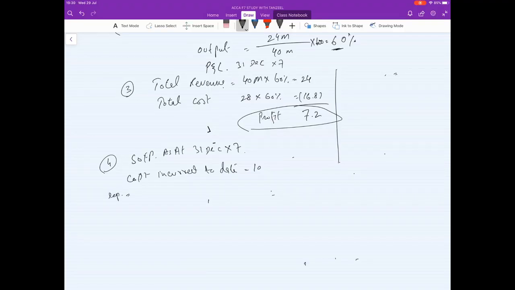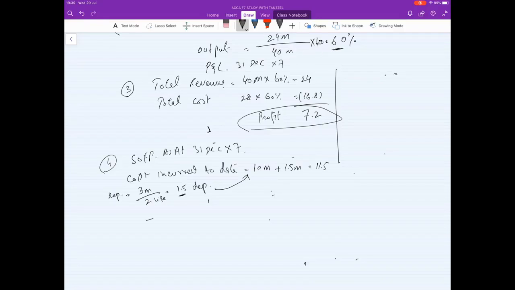So how do we calculate depreciation? 3 million was the machine cost and life was 2 years. It means 1.5 as depreciation. So we will add this. The total cost incurred is 10 million for the material plus 1.5 million for the depreciation. So this will be your total cost. The total cost is 11.5.